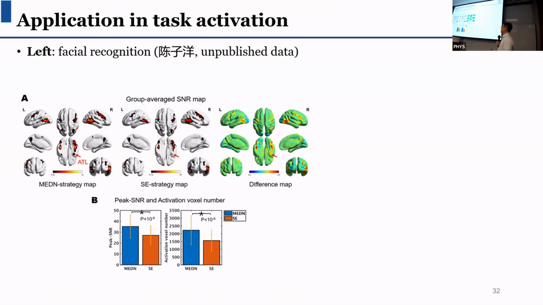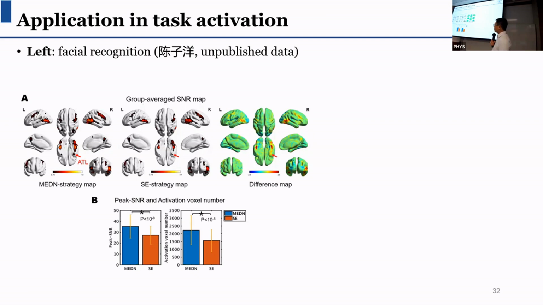For example, we previously ran a facial recognition task. This is a collaboration with a psychology department professor. This work is still in preparation, but the result is very clear. You can see this anterior temporal lobe, a part of the facial recognition network. With this multi-echo denoise method, we can see big activation here, but with the single echo strategy, you cannot observe the activation here.